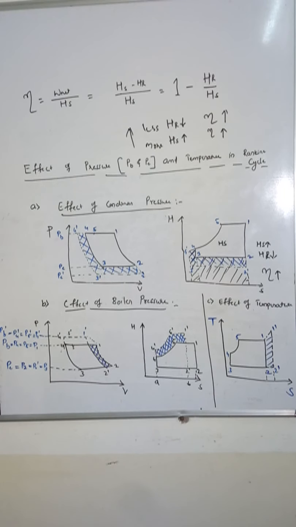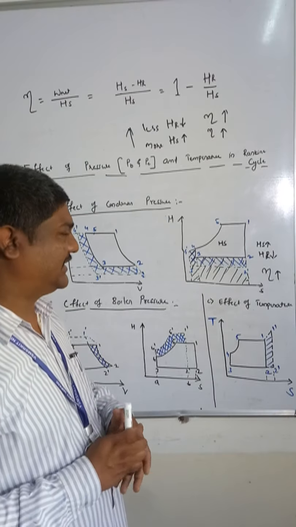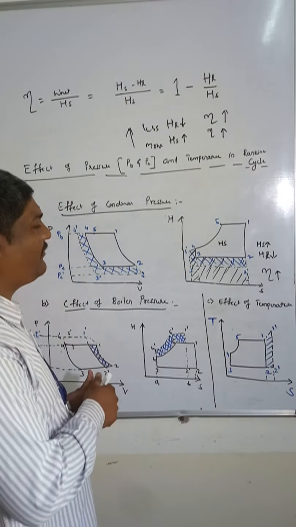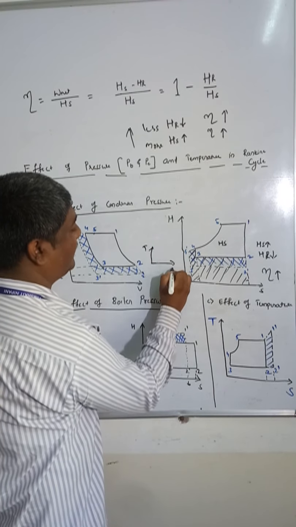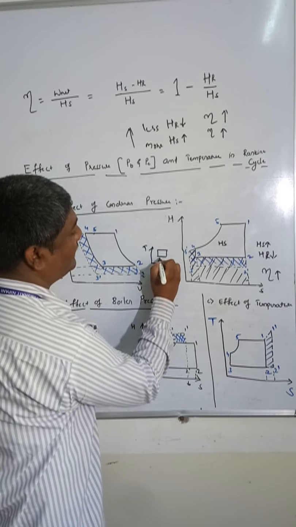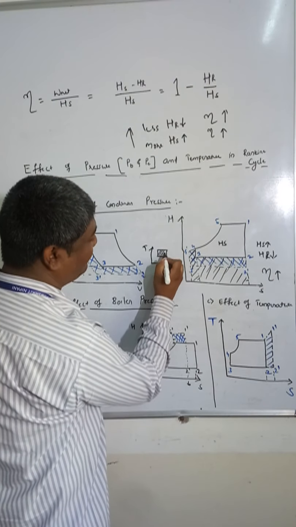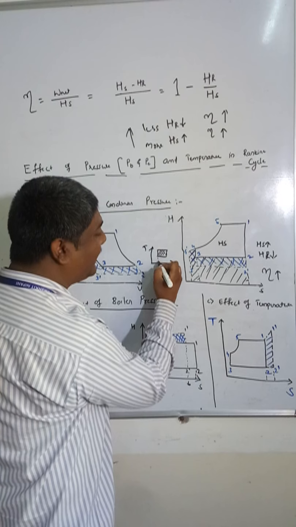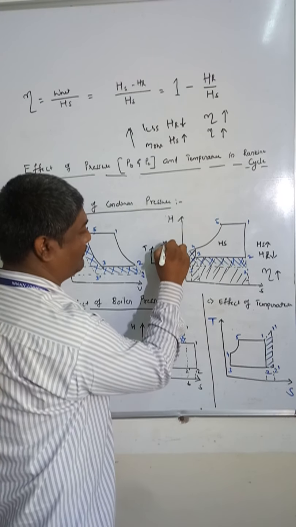So please analyze. The TS diagram or HS diagram will give you heat supplied and heat rejection. So in the TS diagram, if I have one curve like this, if I have one rectangle, and someone asks heat supplied, this area itself is heat supplied. What is heat rejected? The area below, whatever area is there, is heat rejected, and this is heat supplied.